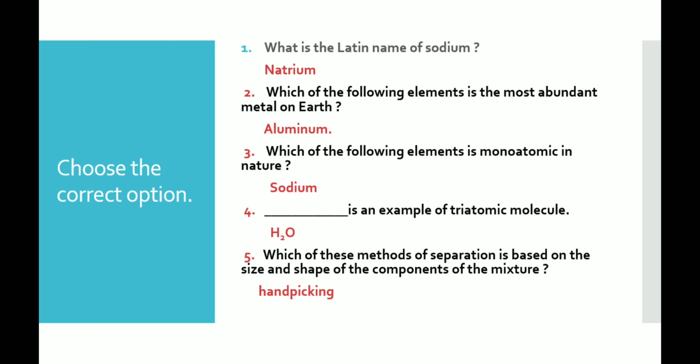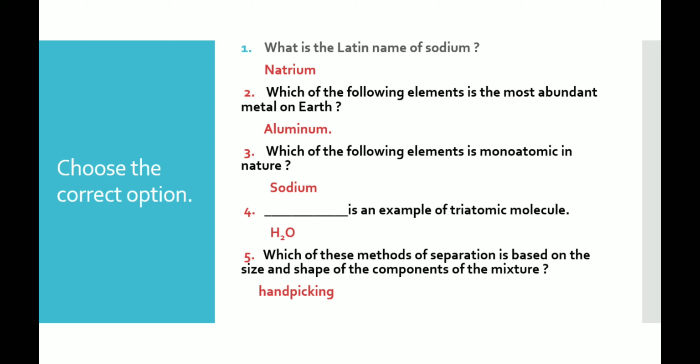Now the question number 4. Dash is an example of a triatomic molecule. A triatomic molecule means what? Its one molecule must contain 3 atoms. Here the options are like this: A, sodium chloride; B, calcium oxide; C, calcium carbonate; and D, water. Here the 4th option, that is D, water, is the correct one.